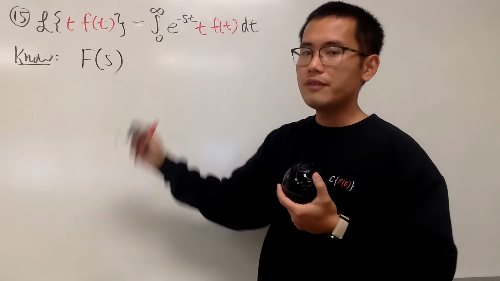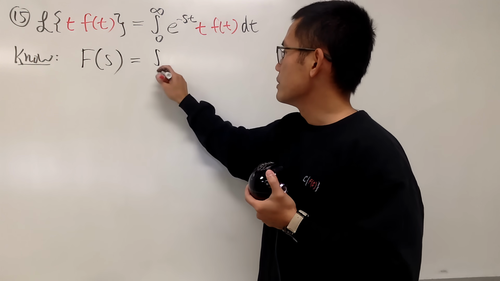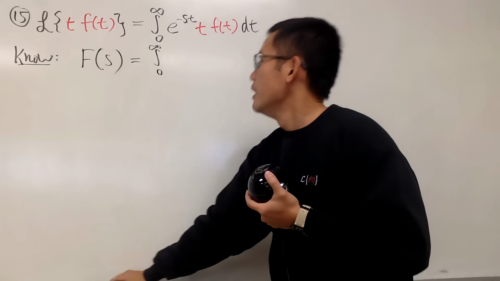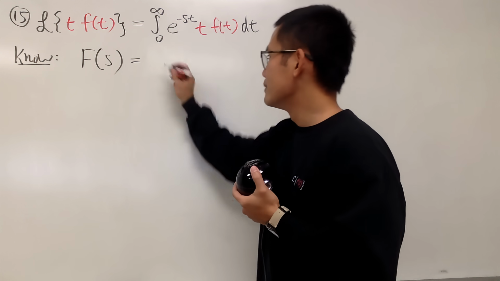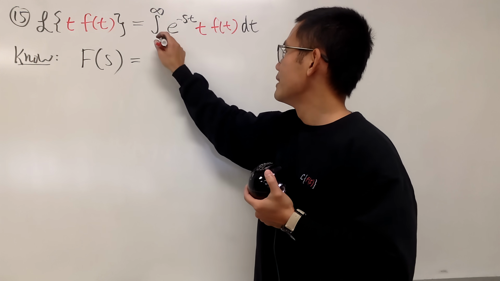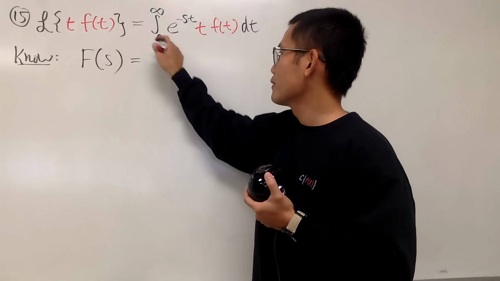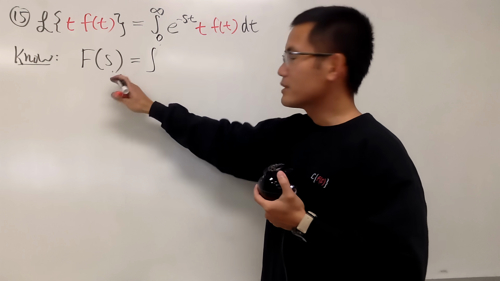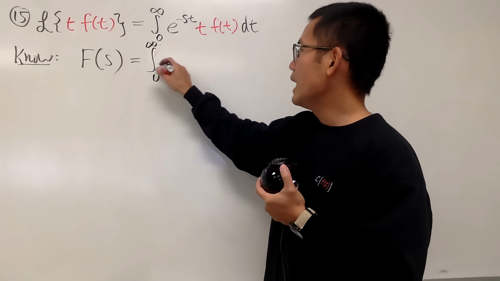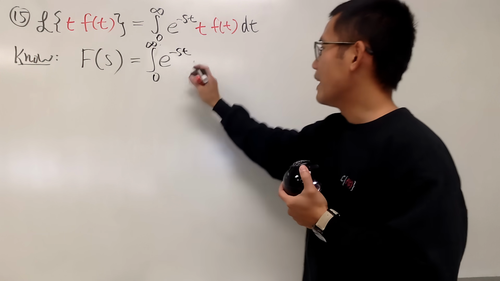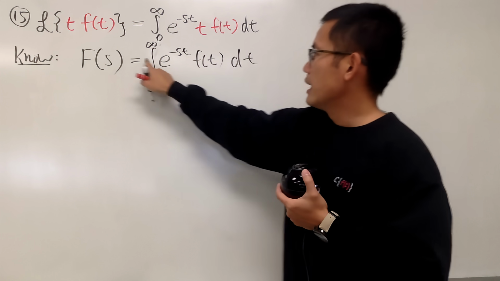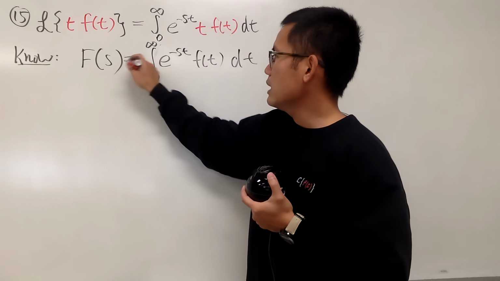We know that capital F of s, this right here is just the definition of the Laplace transform, meaning the integral going from 0 to infinity. And we will write this down better. Again, just being picky, I'm sorry, okay? All right, this is just the definition of Laplace transform, integral going from 0 to infinity, and we have e to the negative st, and we have little f of t, like this, right? So that's pretty good.